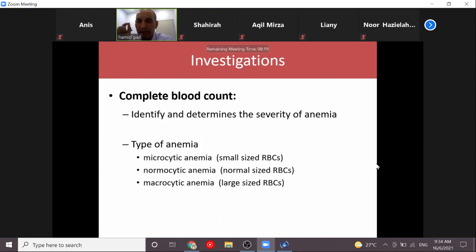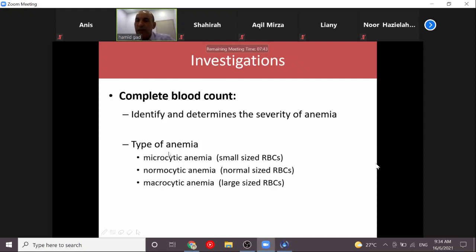The normal MCV is from 80 to 100. Lower than 80 is microcytic. From 80 to 100 is normocytic. If the MCV is larger than 100, if you find 120, this is called macrocytic anemia. Clear? So this is always like this. You check hemoglobin, next step, check the MCV. There's another way we classify, we will go through later on. So the first thing from the CBC, identify the anemia and the severity of anemia based on the result.